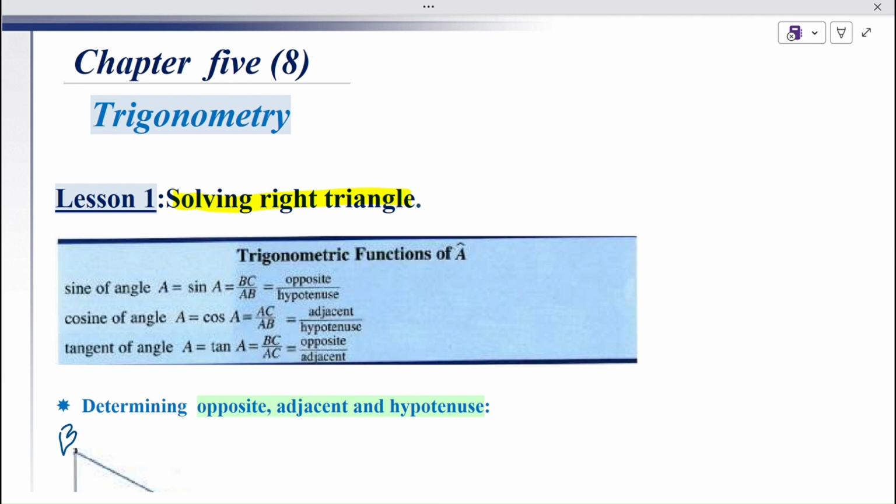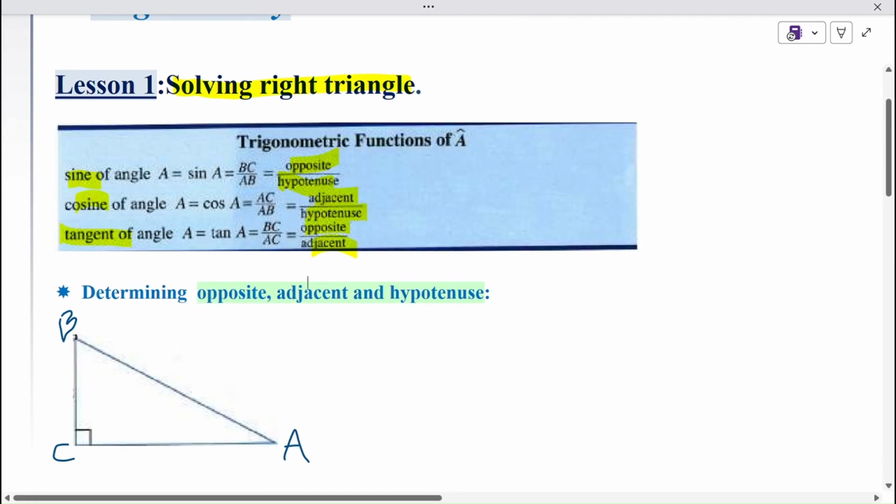The rule of sine is opposite over hypotenuse. Cosine is equal to adjacent over hypotenuse, and tangent of the angle, of course, is equal to opposite over adjacent. So maybe you ask, what is opposite, what is adjacent, what is hypotenuse? Let me explain it on this triangle. This is a right triangle, guys.